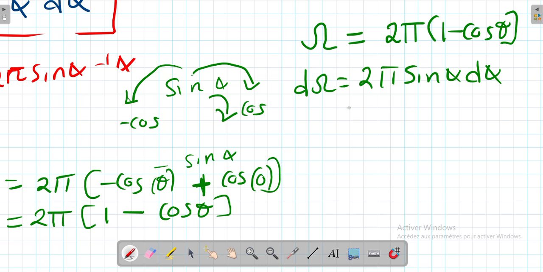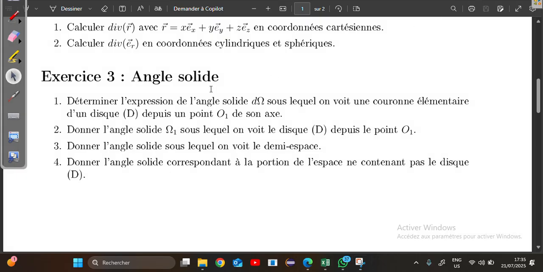It just depends on what they have asked you. Find the solid angle: this is what you find. Find the elementary solid angle: this is what you find. And from here, we just integrate for us to go there. Now, the third question is: donner l'angle solide sur lequel on voit les demi-espaces.